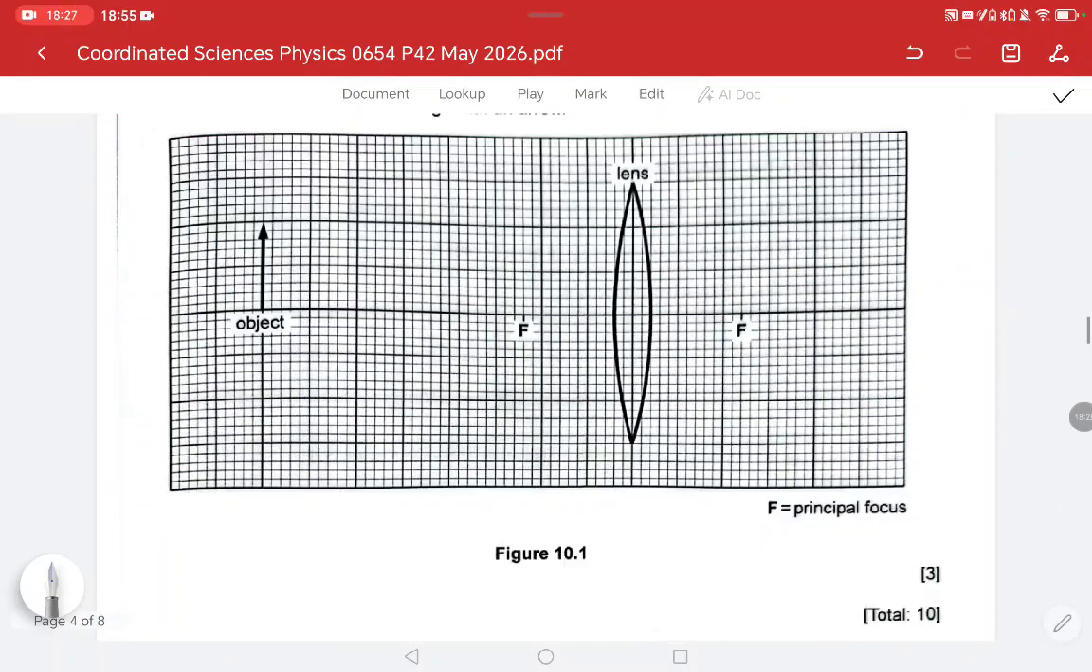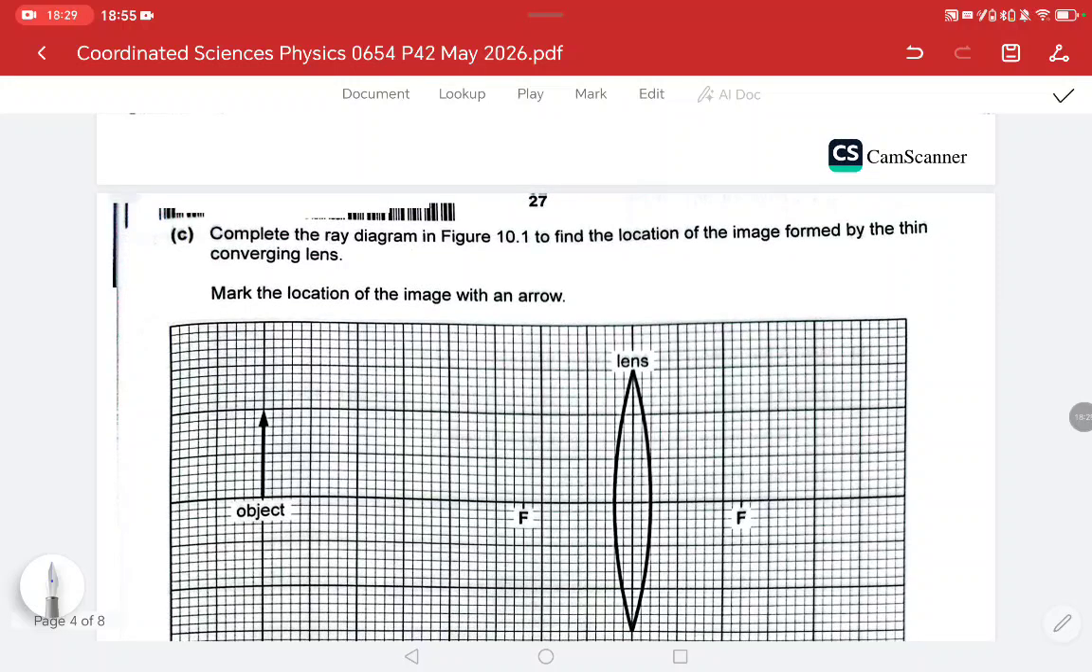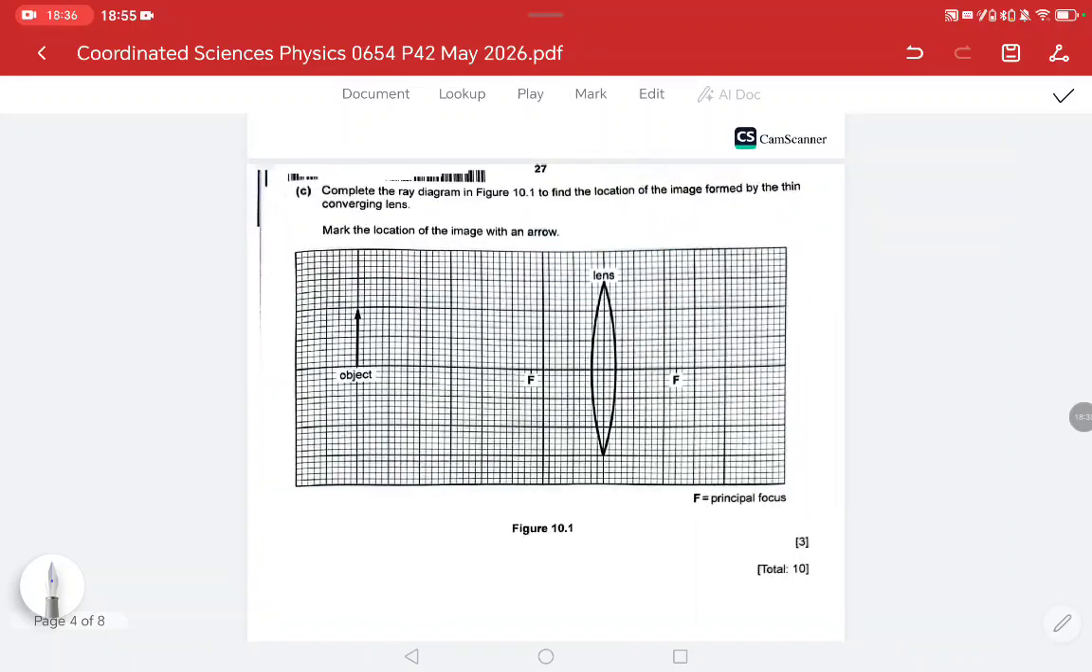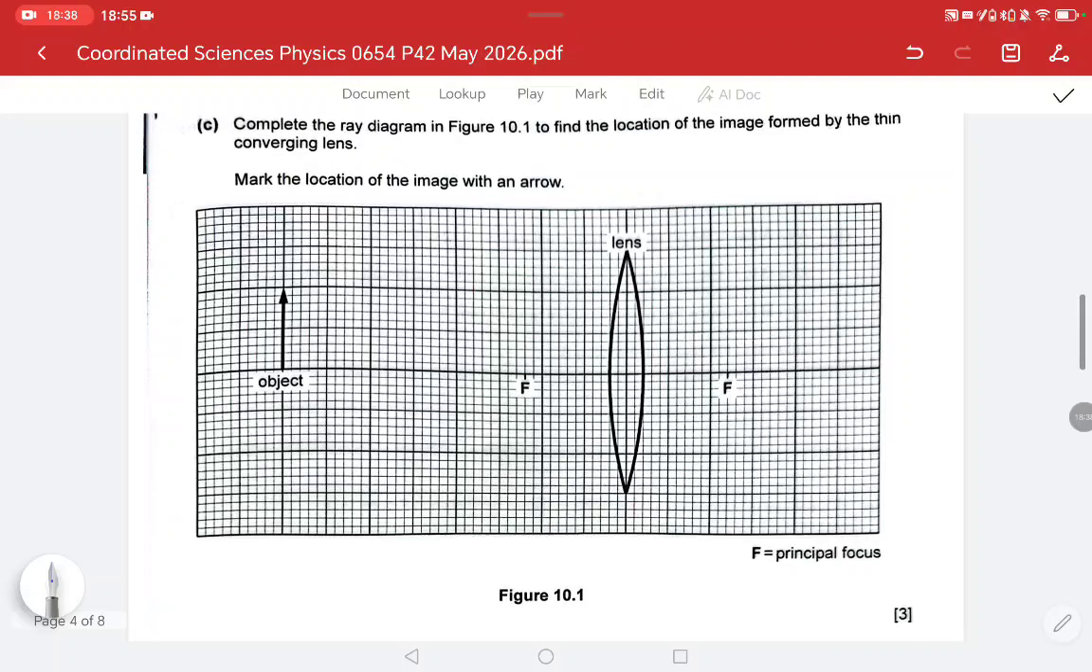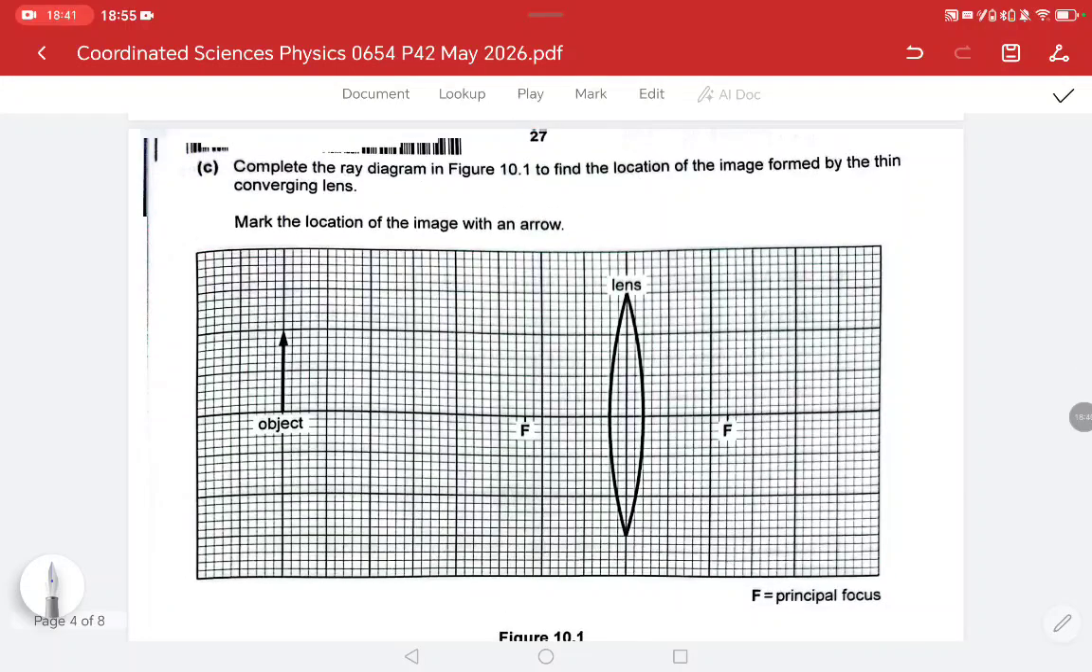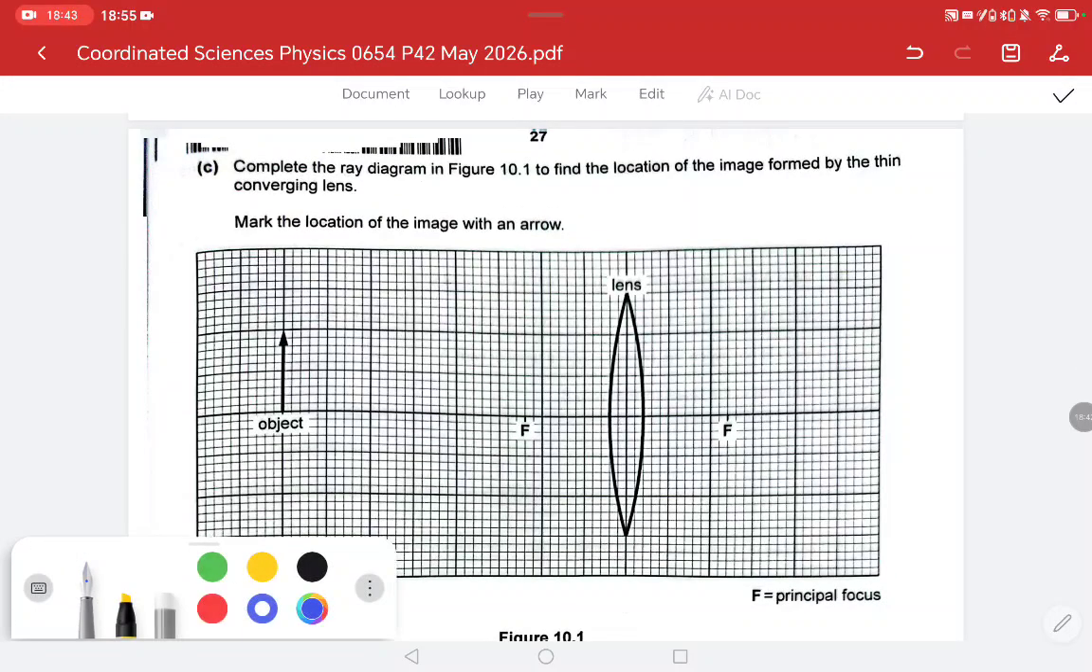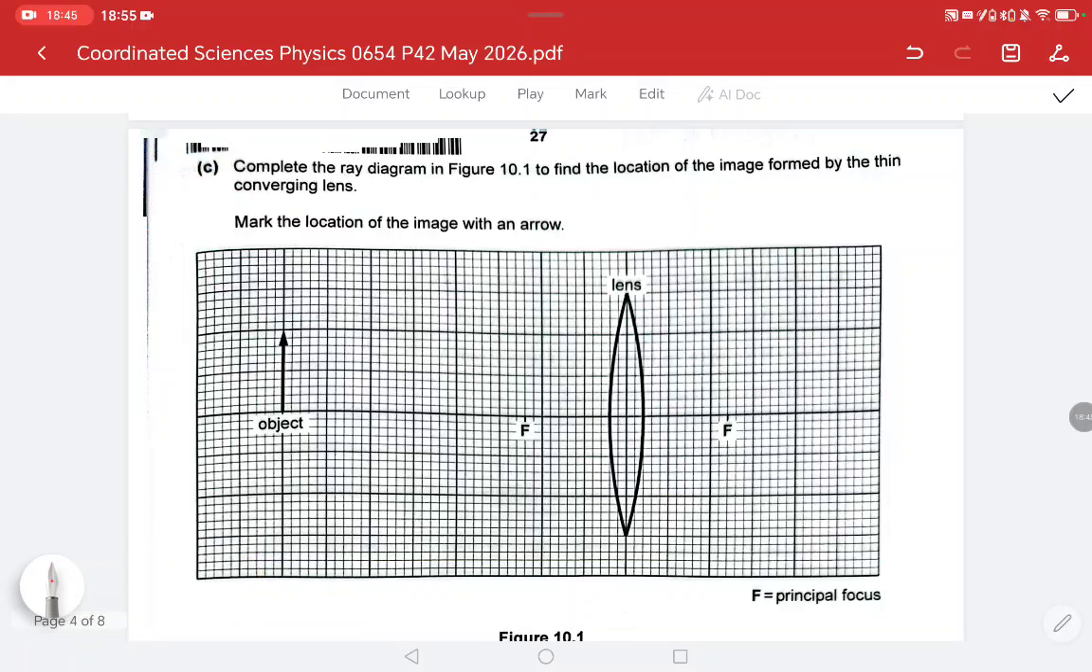Now, next one: complete the ray diagram for the converging lens. This type of question we did many times before, and usually we draw 3 rays, and 2 are enough. For the first one, of course, you have to use a ruler, and it's good that you have a grid, so it's easier to make it correct and accurate.